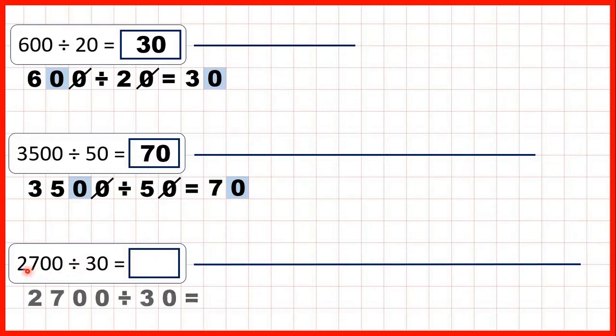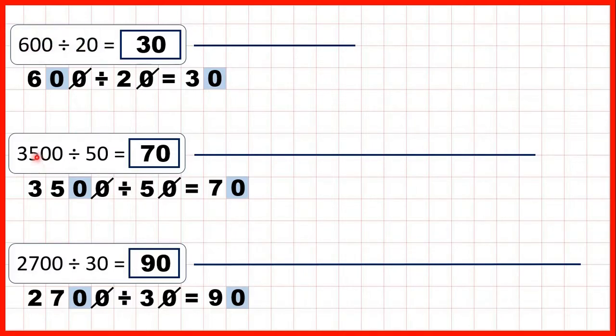Now let's try 2,700 divided by 30. We only have one end zero in the divisor, so we can only cancel one end zero. That means that we have 270 divided by 3. That gives us an answer of 90, because 27 divided by 3 is 9, and if we have one end zero in the dividend, we need an end zero in the answer. So that's 90. So 600 divided by 20 gives us the same answer as 60 divided by 2.